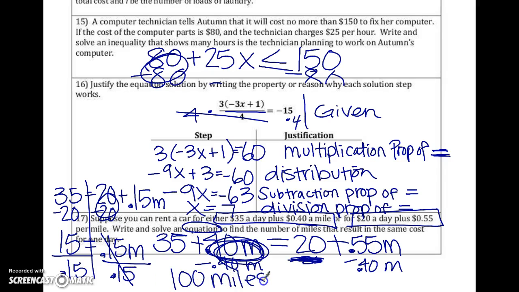Miles. Remember, that's miles. So it takes 100 miles for those two pricings to turn out to be the same exact amount of money that you would spend.